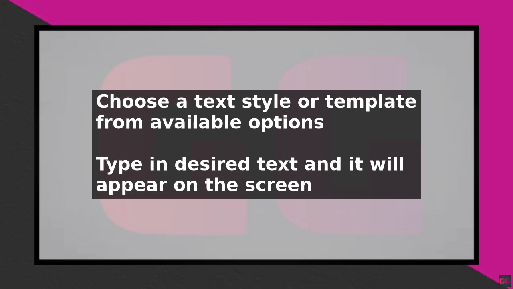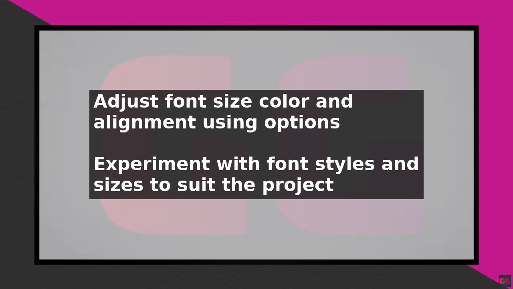You can then adjust the font, size, color, and alignment of the text using the various options provided at the bottom of the screen. Experiment with different font styles and sizes to find the one that best suits your project. To further customize your text, you can add effects such as shadows, outlines, or gradients. These effects can be accessed by tapping the effects icon, which is usually represented by a magic wand or a star.